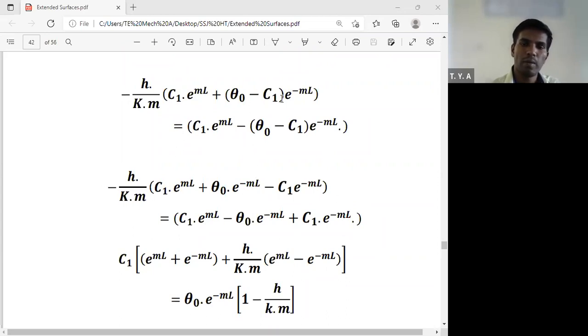So multiply this bracket by e raised to minus ml. So what is the equation? Minus h upon km into bracket c1 e raised to ml plus theta 0 e raised to minus ml minus c1 into e raised to minus ml is equal to c1 e raised to ml minus theta 0 into e raised to minus ml plus c1 e raised to minus ml.